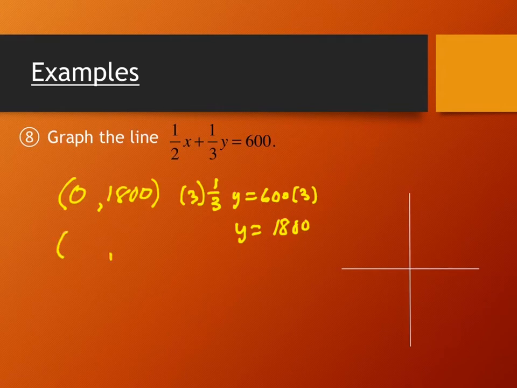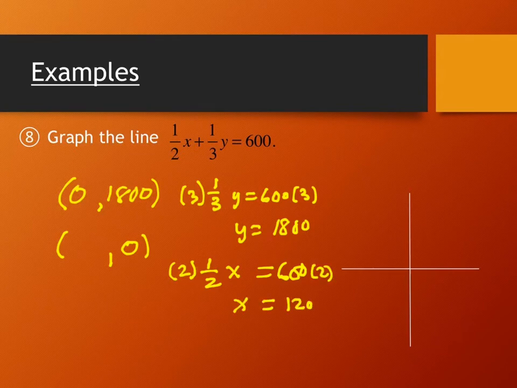And then on the other one, if y is 0, I end up with 1/2 x left because this zeroes out on the y term, equals 600. And again, if I multiply by 2 to isolate my x, I end up getting that x is 1200. All right, so these are my 2 ordered pairs. I'm just going to do approximations for what they are, but I'm going to label them.